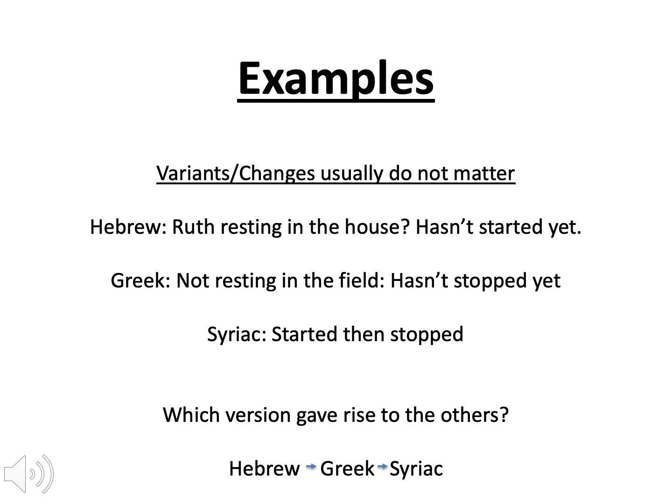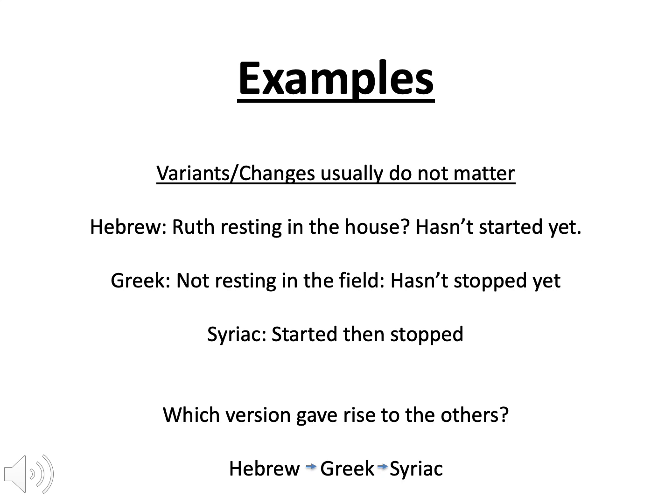The Syriac seems to be trying to solve the problem of the conflict between the two by creating a third middle option. But in this case, the Hebrew text is most likely the accurate one, telling us that Ruth is resting in the house, she's waiting for permission, she hasn't started yet, but as soon as Boaz gives her permission, she will glean.